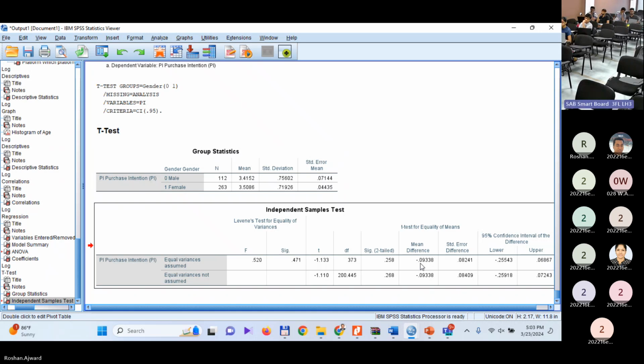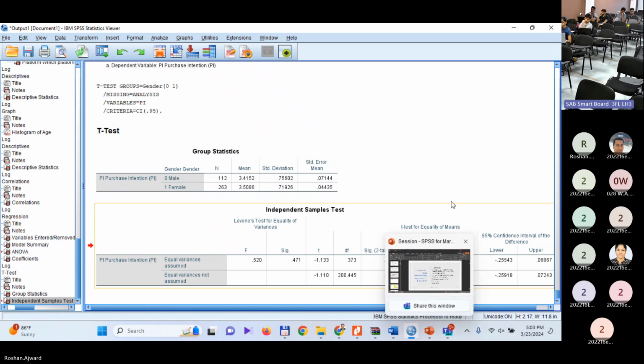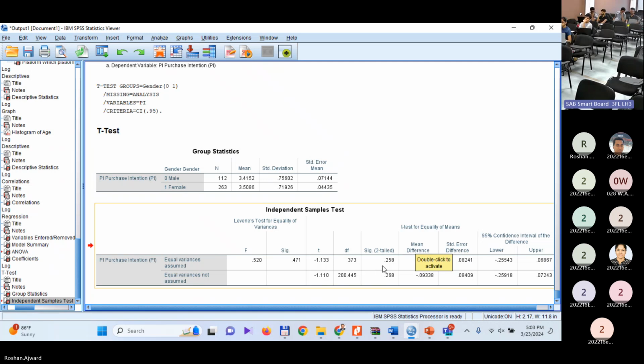You can see here, you can see over here. Look at the cursor, online participants, right? As well as the good participants over here. You can see here. The sig value 2 tail is how much? The p value is how much? 0.258. Now that's what you wanted to estimate under step number 3.